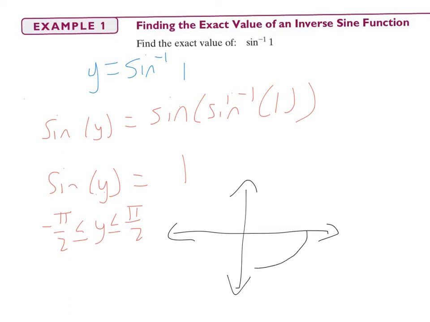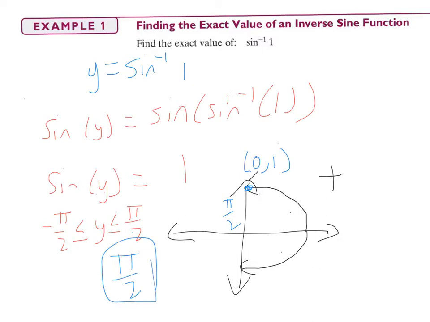Negative π/2 is down here on the negative y-axis. Positive π/2 is up here on the positive y-axis. So we're talking about the first and fourth quadrants. And since sine is equal to 1, which is positive, it's in the first quadrant. If you remember from the unit circle, at π/2 the point is (0, 1), so the sine value is 1. So the particular angle where sine is 1 is π/2.